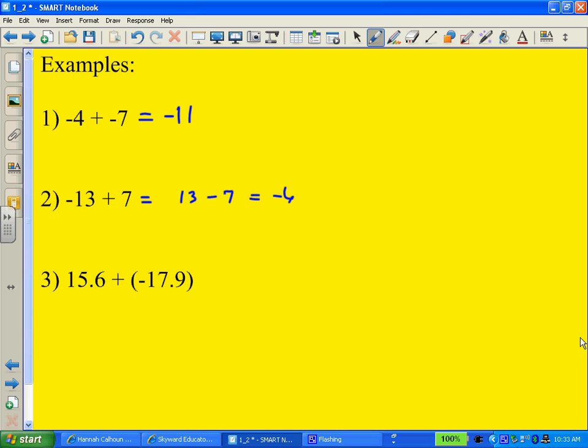Alright, now we have some decimals here. Again, same or different signs, different. So what we're going to do is actually do 17.9 minus 15.6. I'm just going to write it like this so it makes it easier to subtract. 9 minus 6 is 3. Drop the decimal point, 2. So I get 2.3. So then what's bigger? Negative 17.9, or 15.6? Well, 17.9 is bigger and it's negative, so that means my answer will also be negative.